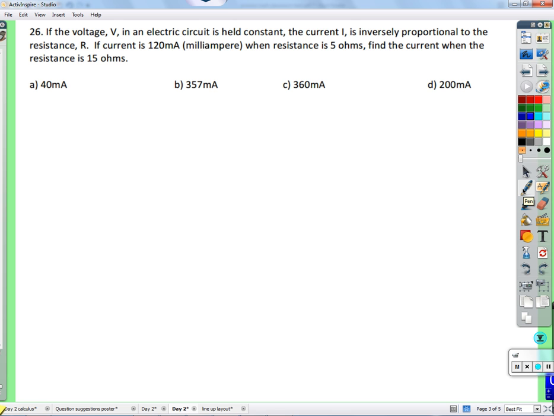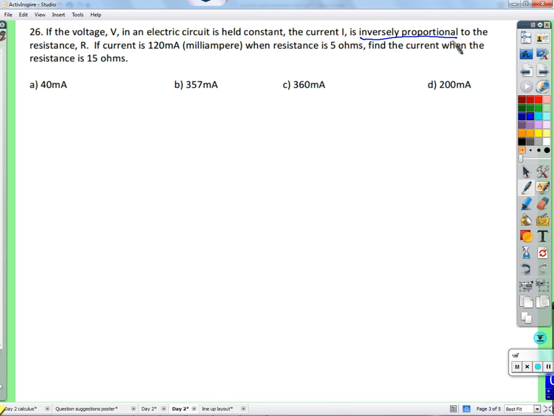If the voltage V in an electric circuit is held constant, the current I is inversely proportional to the resistance R. If current is 120 milliamps when resistance is 5 ohms, find the current when resistance is 15 ohms. Okay. So most of the confusion is, there's lots of words. And this unlocks it, though. This is the thing that unlocks the whole deal.